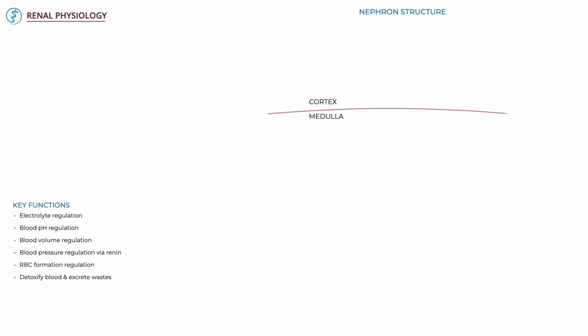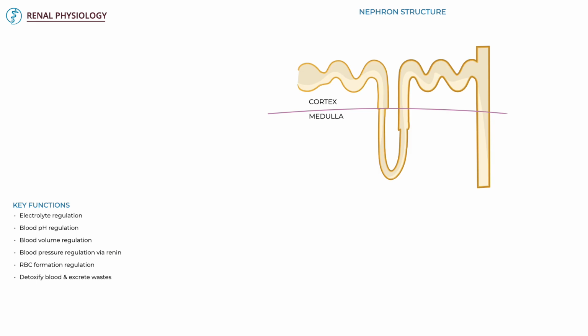First, draw a line and indicate that the renal cortex is above the line and the medulla is below it. Then outline the nephron. It begins as a ball-shaped structure in the cortex and continues as a wavy tubule that dips in and out of the medulla before emptying into a collecting duct.